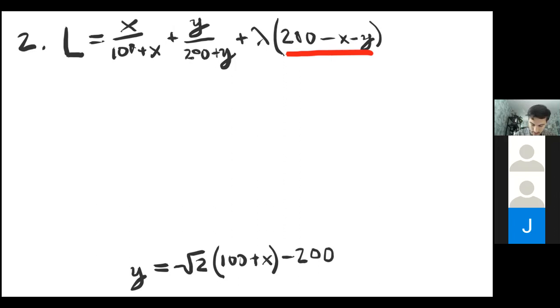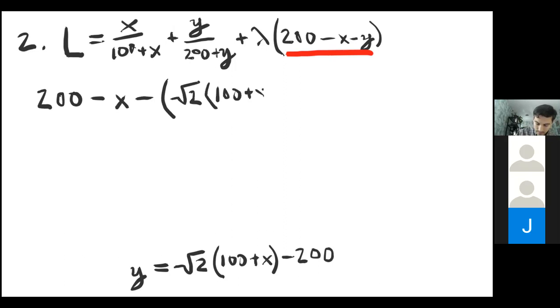We're going to get 200 minus x minus y. Well, instead of y, we'll write this whole thing. And that is the square root of 2 times 100 plus x, minus 200, equals 0. Is this good? I've plugged in for y what I've solved for below. I think I did it right. Nobody sees any issues with what I've done so far? Does it look good?